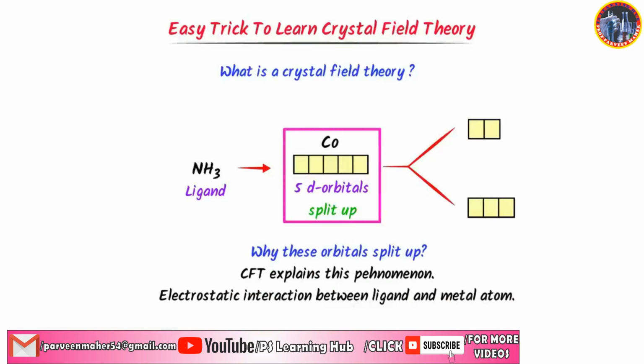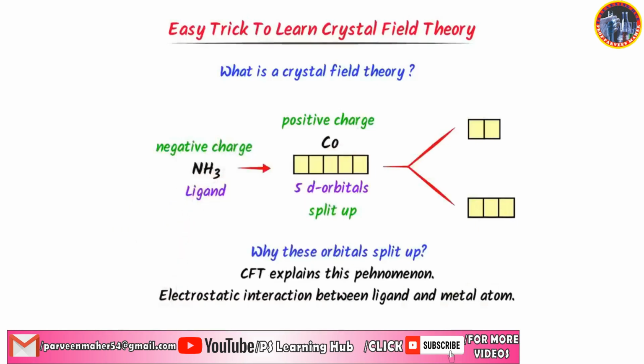For example, it is crystal field theory that teaches us that every metal cation like cobalt is acting as a positive charge and every ligand like NH3 is acting as a negative charge. Due to electrostatic force between these two species, the 5d orbitals of cobalt split up. So remember that it is crystal field theory which explains how these 5d orbitals split when a ligand approaches near a metal cation.